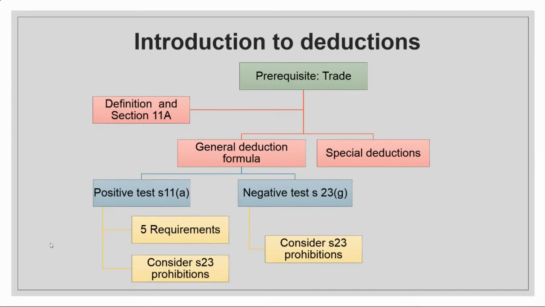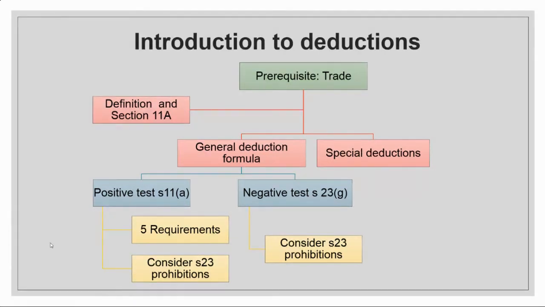Now, the negative test, which is Section 23G, says that if it's not an expense for your trade, then you are not allowed to deduct it. Okay, so that falls under Section 23 as well.